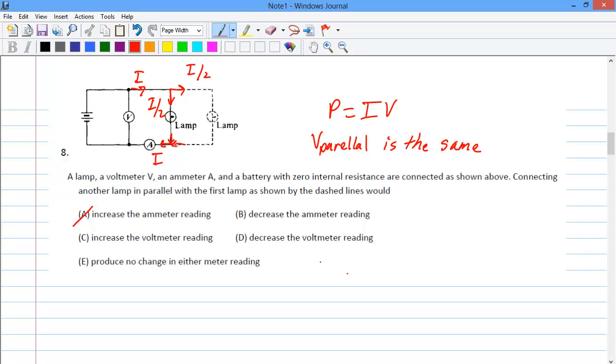And we know that the total current in has to be the total current coming out by Kirchhoff's second law. So there's no change in the ammeter, so it can't be B either. And then the voltmeter is just measuring the voltage across. The voltage across here has to be the same across the lamp, and because the second lamp is parallel, it's also the same, so the voltmeter doesn't change either. So E is the correct answer.